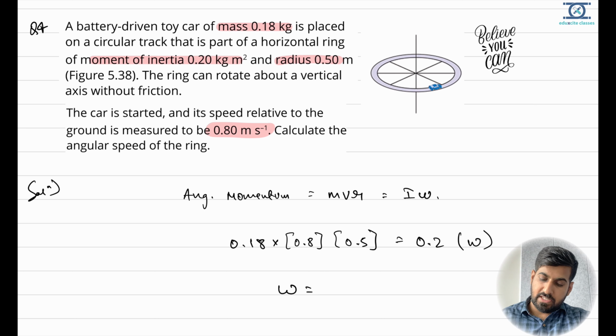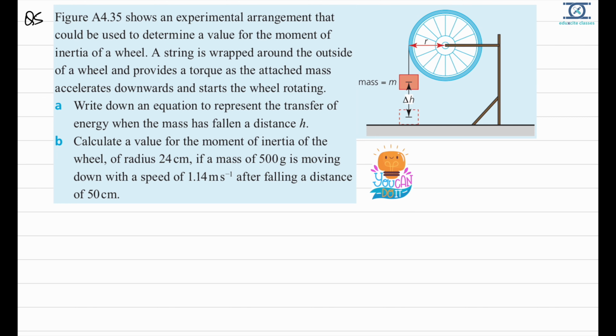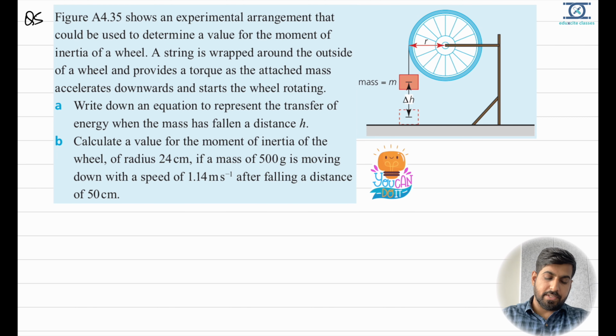Okay. Now question number 5. You can do it. Pause the video and solve. Okay. Now this is quite easy. First equation is simply the gravitational potential energy is equal to half I omega square plus half m v square, right? So this is the equation to represent the transfer of energy when the mass has fallen a distance of h. Okay. Now the B part is just using this equation to get the answer for the moment of inertia.